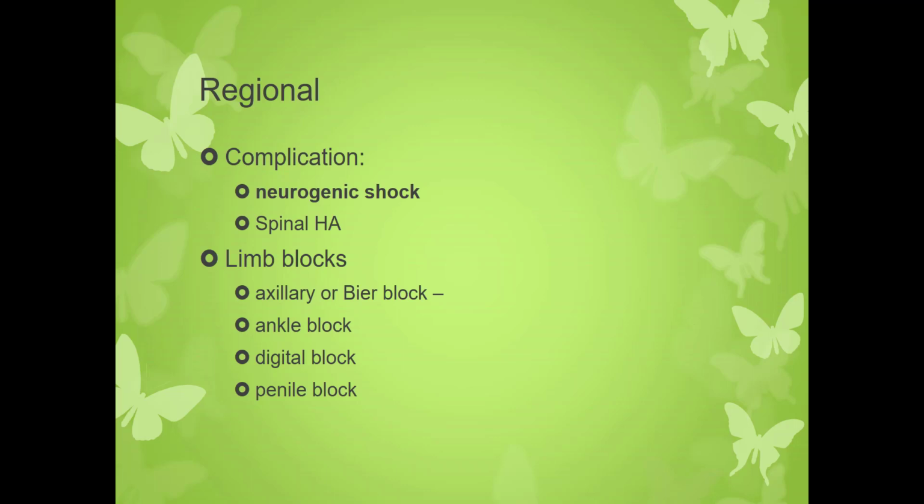Other regional blocks can be limb blocks, like a beer block. Notice how it's spelled. We're not talking about a beverage. A beer block is a block that is going to be placed in the axillary area, and it's going to numb not the entire shoulder, but part of the shoulder, and the arm. The whole rest of the arm will be numb. They can also do something called an interscalene block. They'll go behind the scapula and put in the block, and that helps to actually capture more of the shoulder.